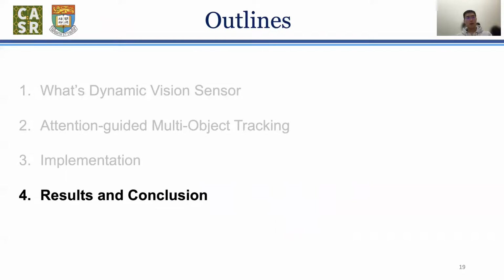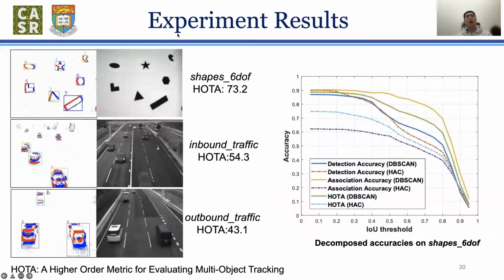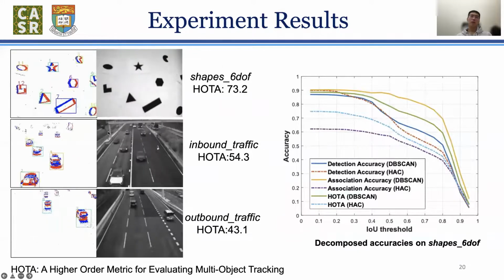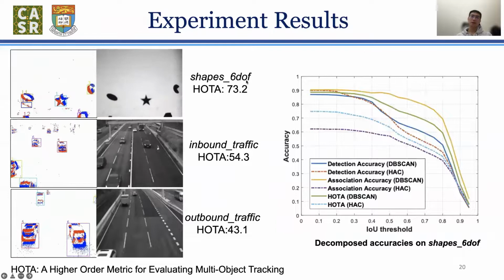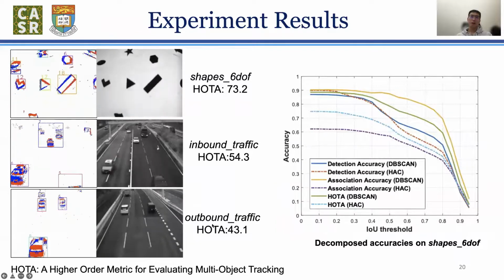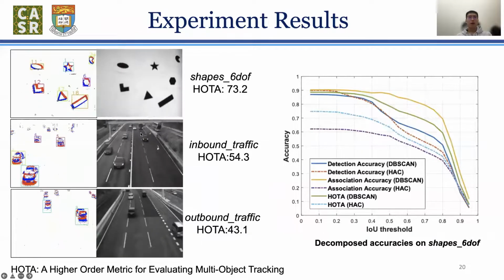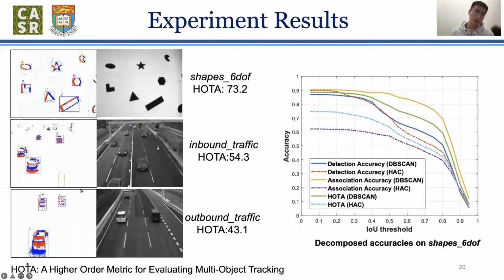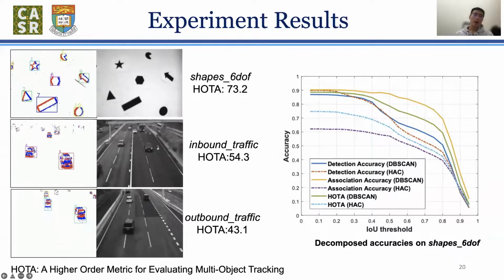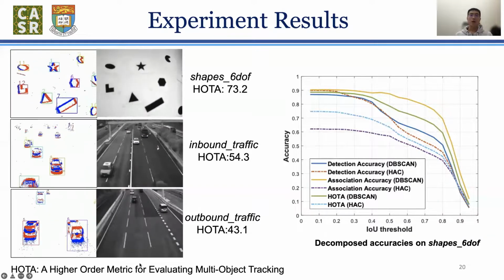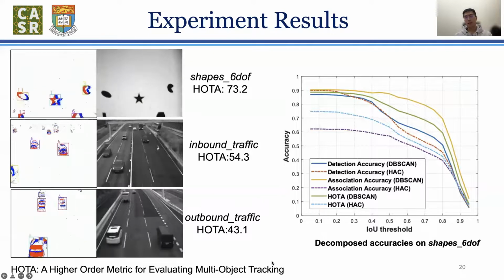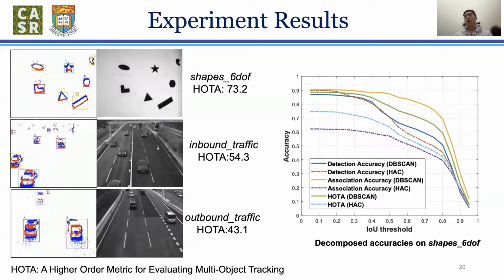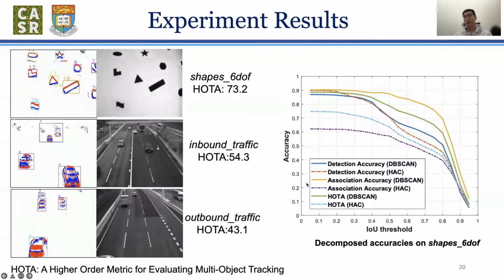Finally, it goes to the results. We run our framework on three different datasets: the shape 6 DOF, inbound traffic, and outbound traffic. We evaluate our MOT performance using the HOTA metric, a higher order metric for evaluating multi-object tracking. This is a relatively new metric in the computer vision community.